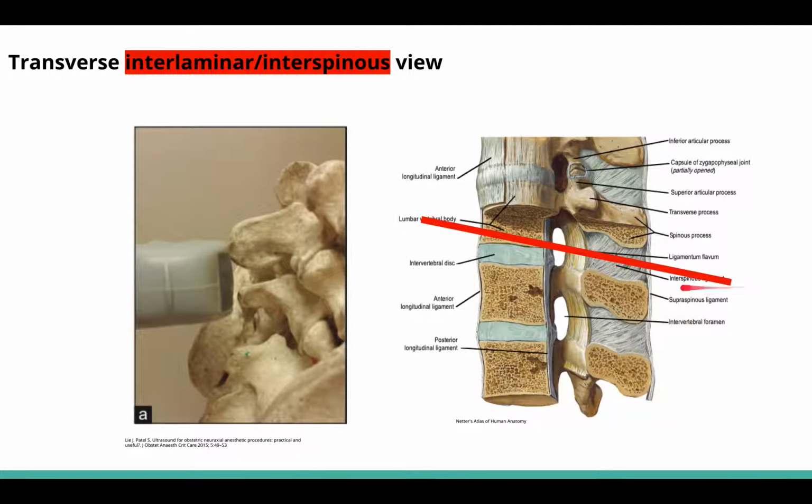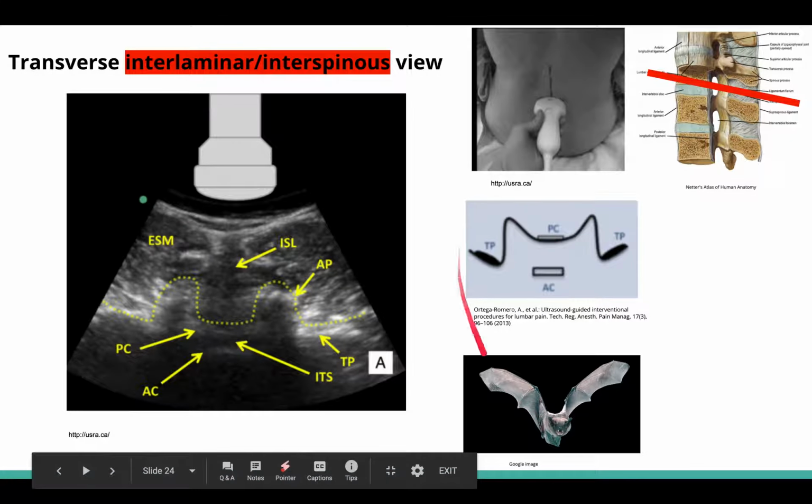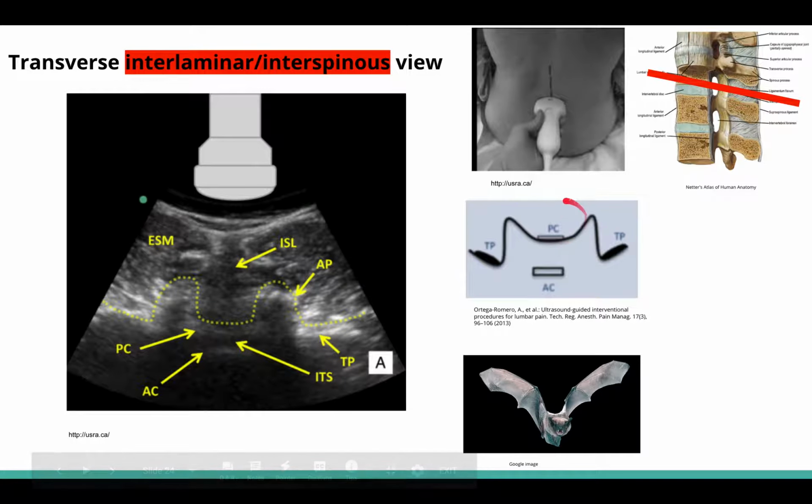Now when you are at the spinous process, you want to either slide your transducer downward or upward, so that you can look through your interspace in the spinal canal. The image pattern for this view is going to be your bat wing sign. Here will be your posterior complex. Your posterior complex is going to be a little bit harder to see in this view compared to the parasagittal oblique.